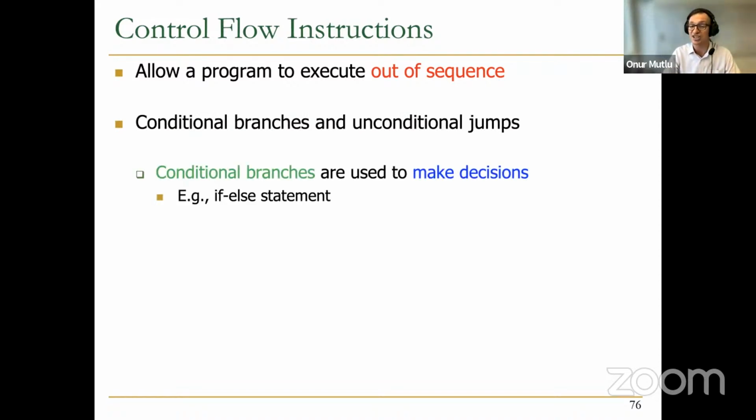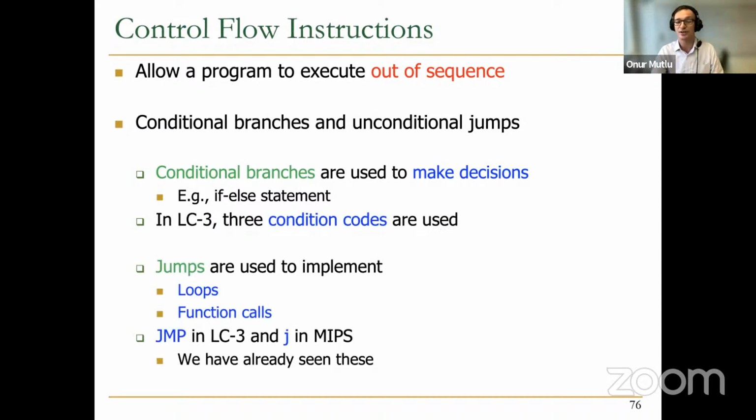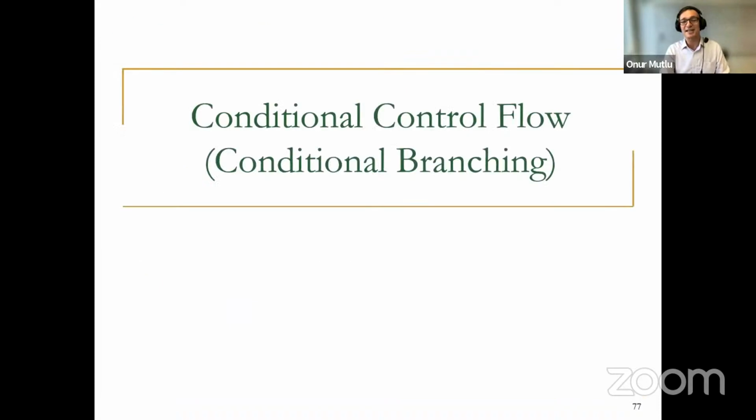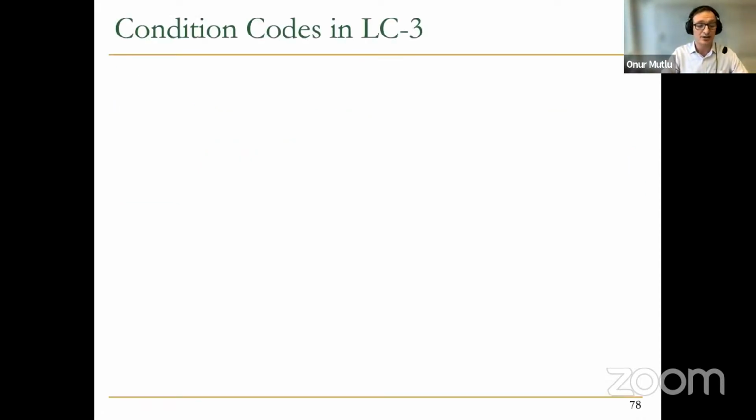Conditional branches are used to make decisions, for example, if and else statements. In LC3, there are 3 condition codes that are used, and we're going to talk about them. Jumps or unconditional branches are used to implement loops and function calls. So we've already discussed jump in LC3 and J, which is also jump in MIPS. We've already seen these. There are also variants of these, which I'm not going to cover in this lecture. Otherwise, we will talk about ISAs forever. But let's take a look at conditional control flow, because how to handle this is very important. And there are 2 different styles of handling in LC3 and MIPS. Let's talk about them quickly.